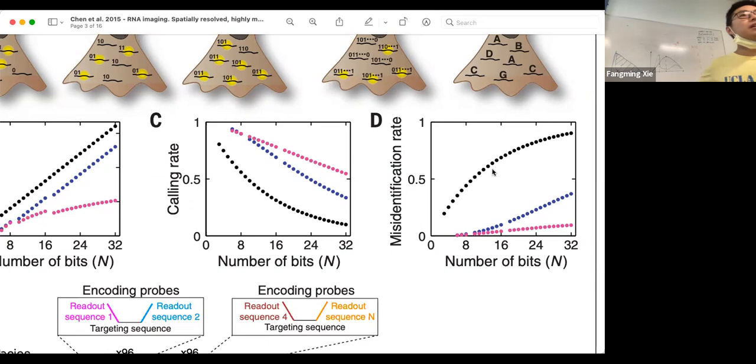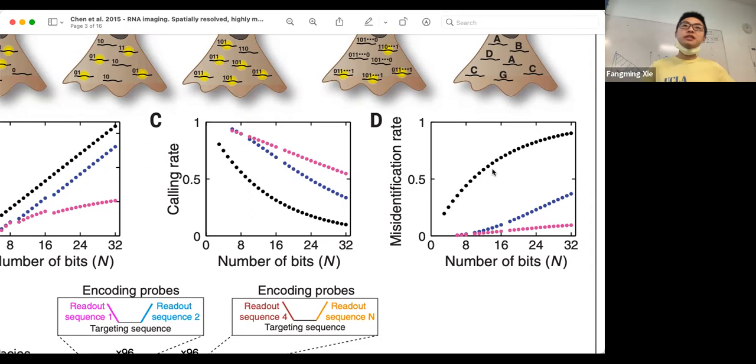Yeah. So in any of these n-gene rounds, what constitutes an error? A good question. There are two kinds of error in this kind of thing. One is you have a genuine mRNA signal, but you didn't capture it.